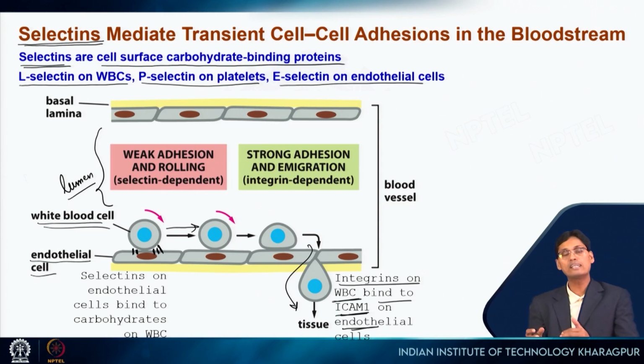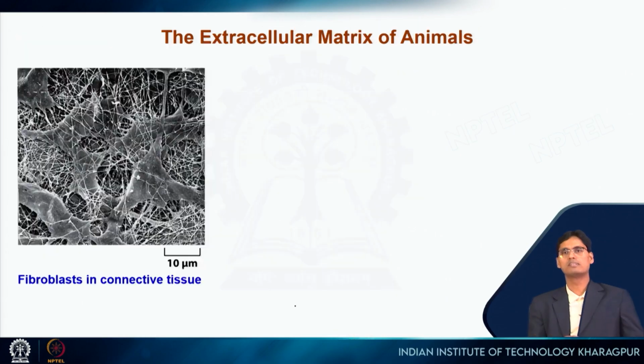So during this going in and out for their function, they rely on different types of dynamic adhesion. That is all about selectins and their transient cell-to-cell adhesion properties. This is just one example. There are many other examples.